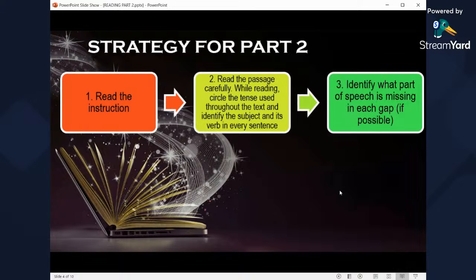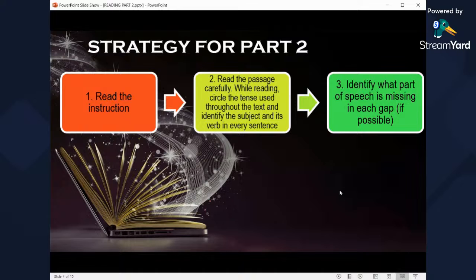And then you have the third step, which is you have to identify what part of speech is missing in each gap. Now, if you do not know, it's fine. You might wonder whether it's a noun, whether it's a verb, whether it's an adjective, whether it's an adverb, whether it's a preposition.